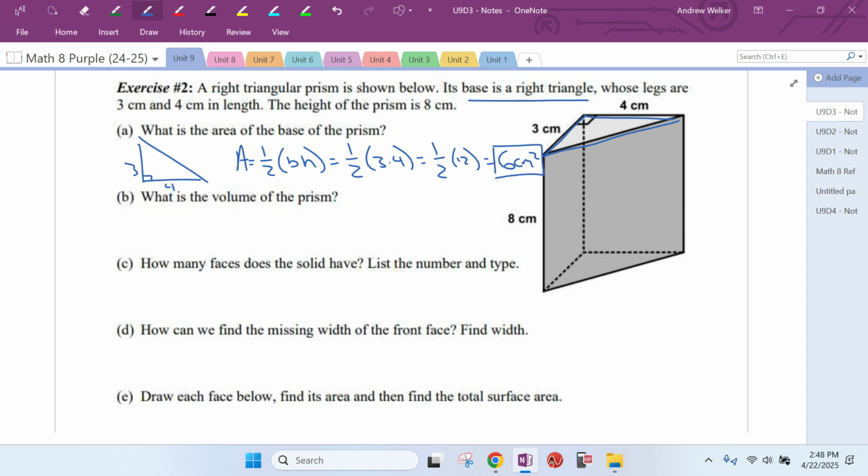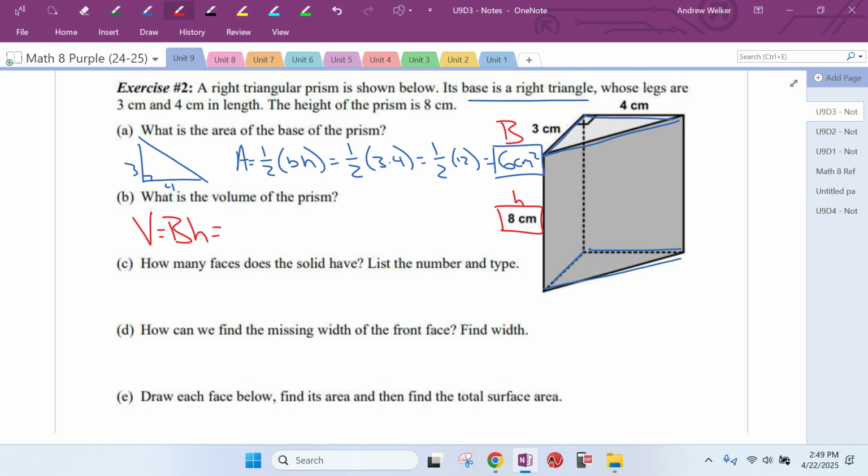So now if I want to find the volume of this object, volume is big B times H. Good news is we already found the area, or the big B in this case. It is my 6 centimeters squared. So now what I need to do is find the height, or how far it is between the bottom base and the top base. So my height in this case ends up being that 8 centimeters.